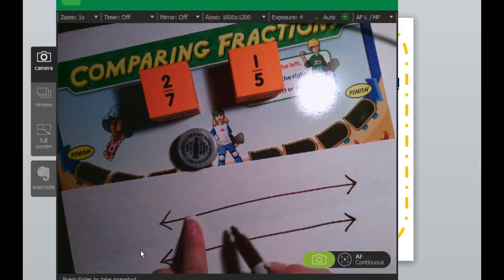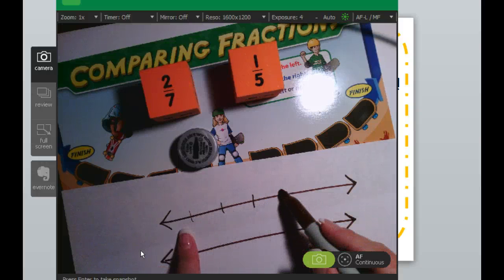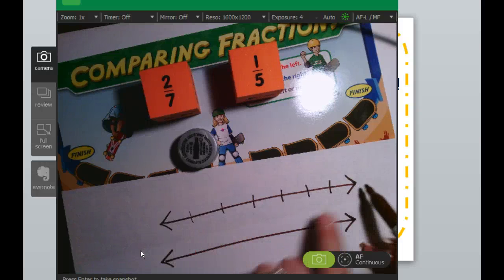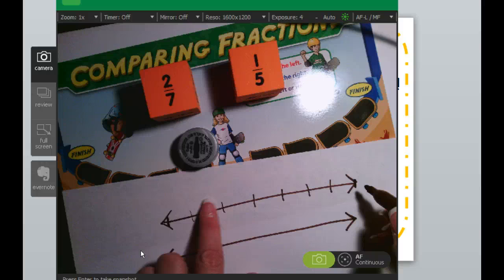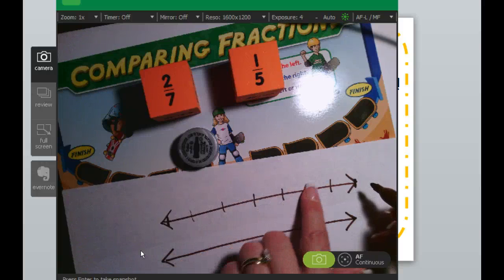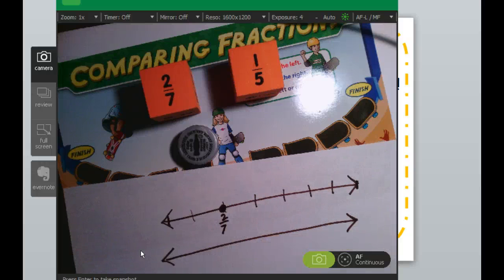So we have, let's think about this. We have 1, 2, 3, 4, 5, 6. So our endpoints would be here and here. 1, 2, 3, 4, 5, 6, 7 hops. So 2/7 would be right about here. Now, of course, this isn't perfect because I don't have a ruler out and I'm not measuring them exactly.